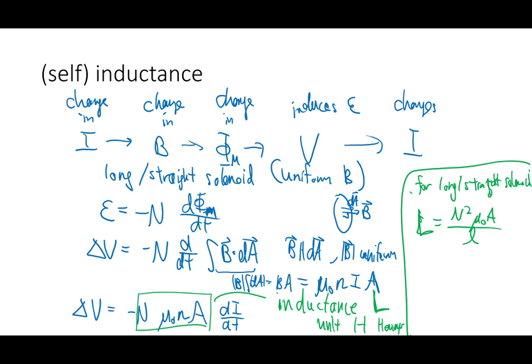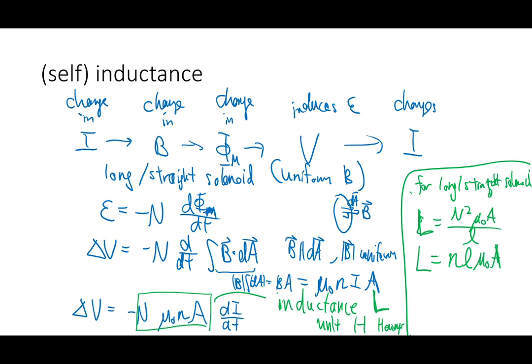And N shows up twice because it's involved in creating the magnetic field, and it's also involved in Faraday's law with the number of loops affecting the induced EMF. And then another form, if you want to use little n, you can do that, which is then multiplied by n in the end. They're equivalent forms. It's just that one uses loop density and the other one uses total loops.